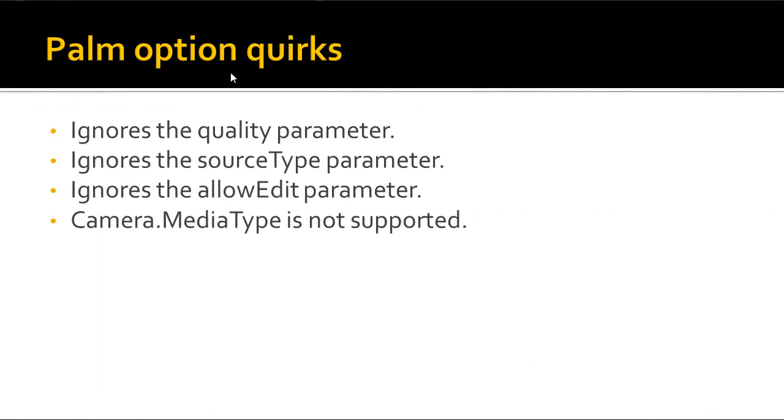Now the Palm has a few quirks with our optional parameters. It ignores the quality parameter, so we can't set the quality of our images. Also, it ignores the source type parameter, which in turn will mean that the media type parameter is not supported. Also, it ignores the allow edit parameter, so the user can't make a quick, simple edit before making their selection.